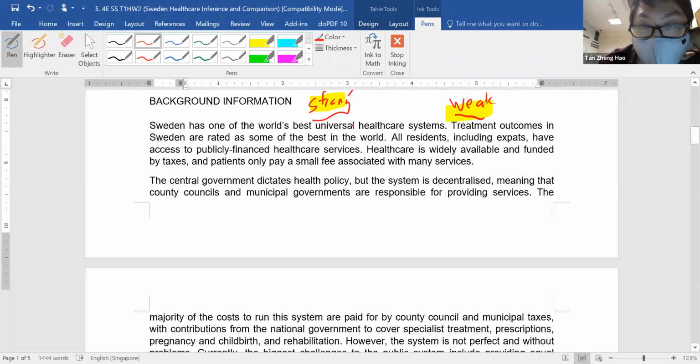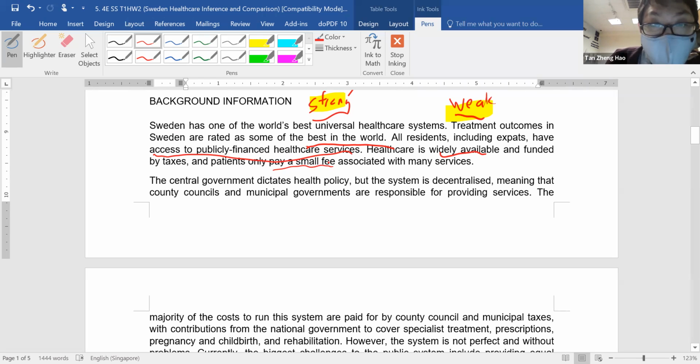Sweden has one of the best healthcare systems. Very strong. Treatment in Sweden, so let's highlight. Strong, we use red color. Best in the world. They have access to healthcare. Everyone can get healthcare, widely available. You pay a very small fee, so very good stuff.